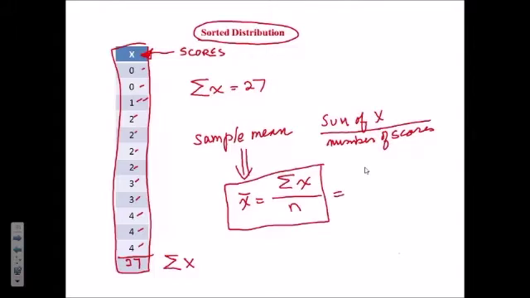If we wanted to evaluate this, sigma X was 27. If we divide that by the number of scores, we remember from the previous slide, N was 12. And if you divide 27 by 12, you get 2.25. So the sample mean would be 2.25.